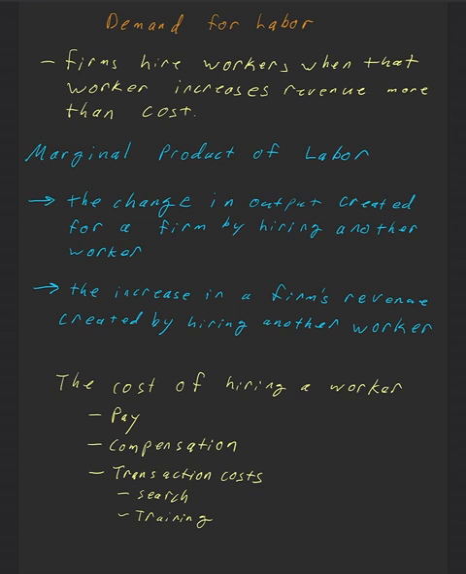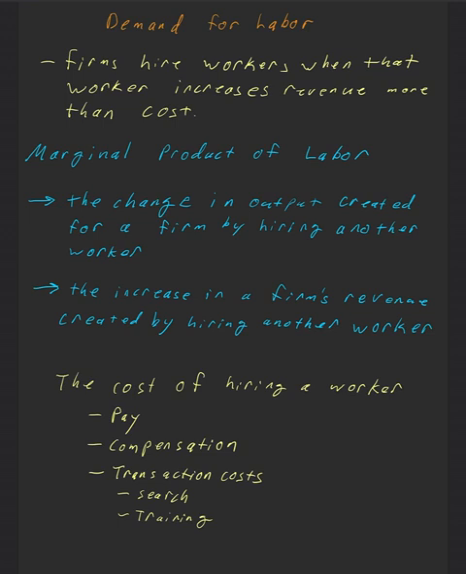So the change in output created for a firm by hiring another worker is sort of the traditional definition of marginal product of labor. In Cowan and Tabarrok, they also include the definition the increase in a firm's revenue created by hiring another worker. Of course, these are related since increasing output will increase revenue in the course of business.